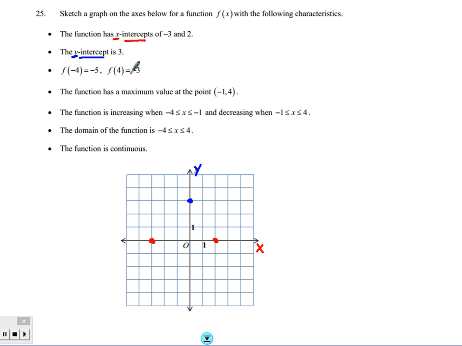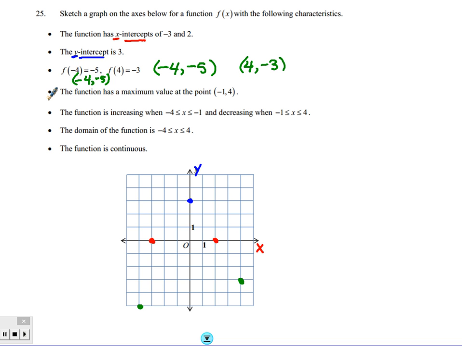Then it gives me some information. F of -4 is -5. F of 4 is -3. So this is really giving us a point. When the input is -4, the output is -5. Sorry, let me write this clearer. -4, -5 is a point on my graph. So is 4, -3. So I need to go through those 2 points: -4, -5, and 4, -3. All right, doing good so far.